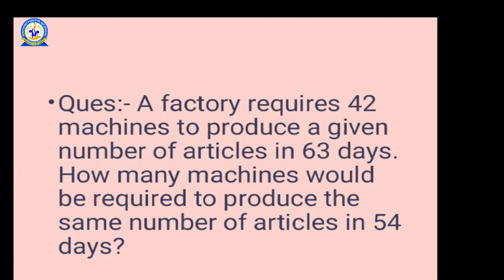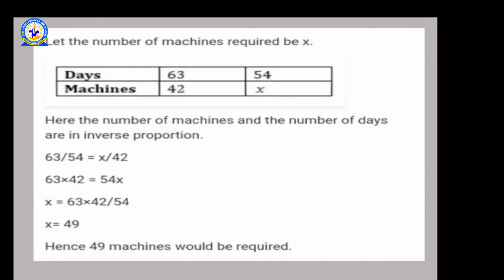Next, a factory requires 42 machines to produce a given number of articles in 63 days. It means the factory requires 42 machines, and to produce a given number of articles in 63 days. So days are 63. How many machines would be required to produce the same number of articles in 54 days? Now articles are the same. So first we have 63 days. Now days are reduced, so machines we have to increase because days are reduced.